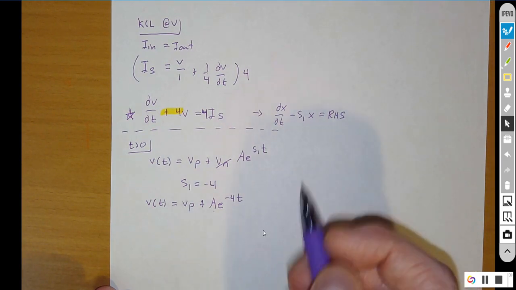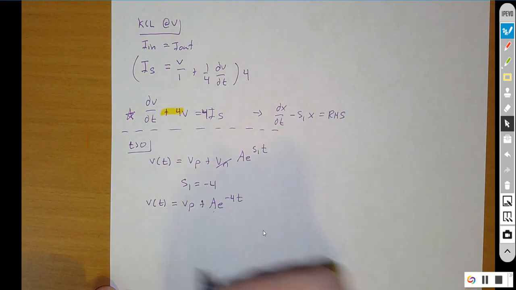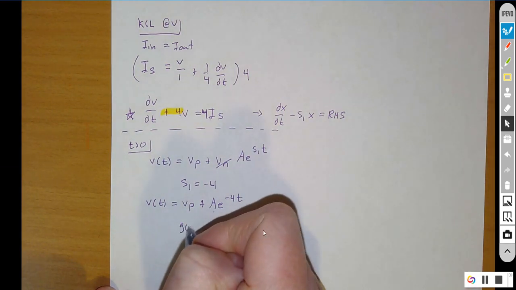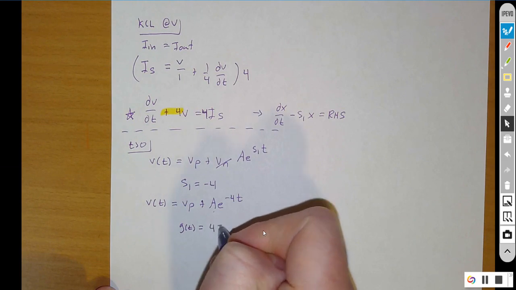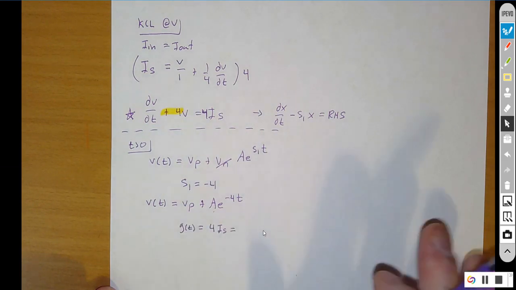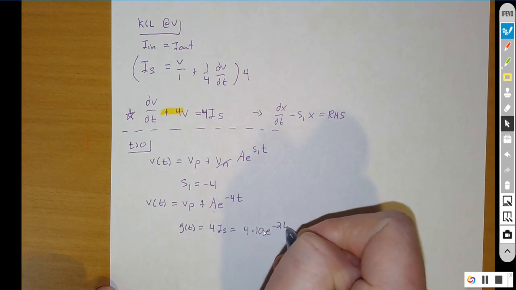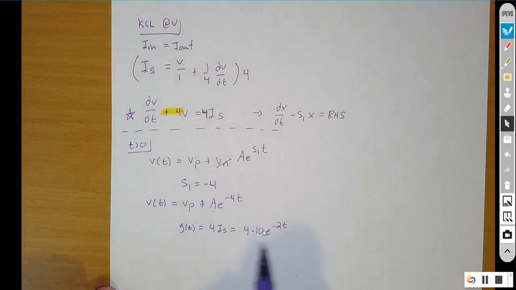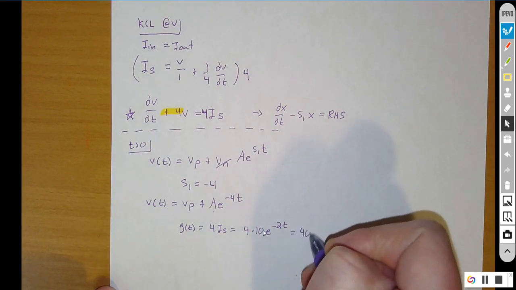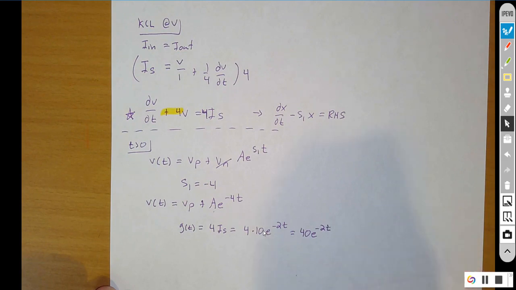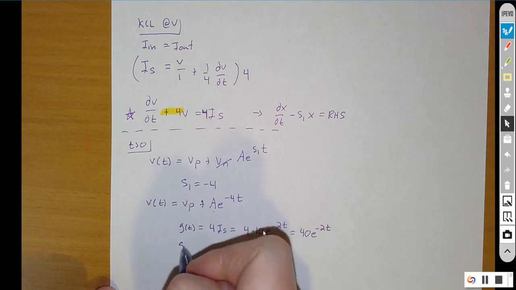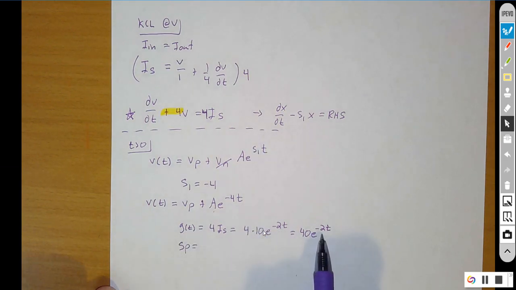So now we need to know what our right-hand side looks like. g of t will look like 4 times vs, and when t is greater than 0, that's going to be 4 times 10 e to the negative 2t, because when we are at time greater than 0, this is on. So this is 40 e to the negative 2t. We check real quick: negative 4 is s1, and s particular is negative 2. They do not match, which means we can use substitution. So we'll just use substitution to find this.